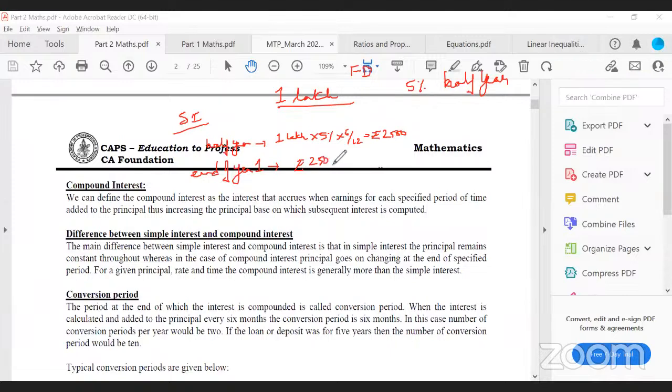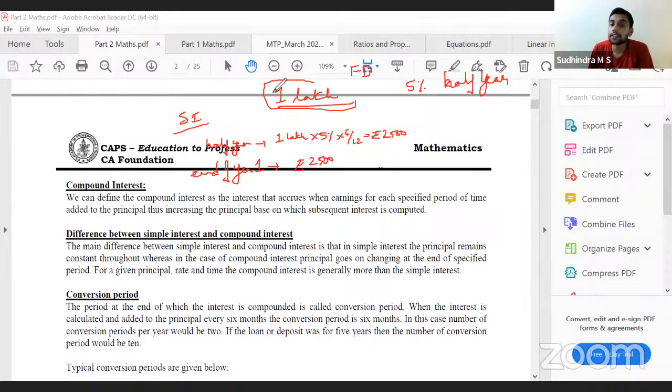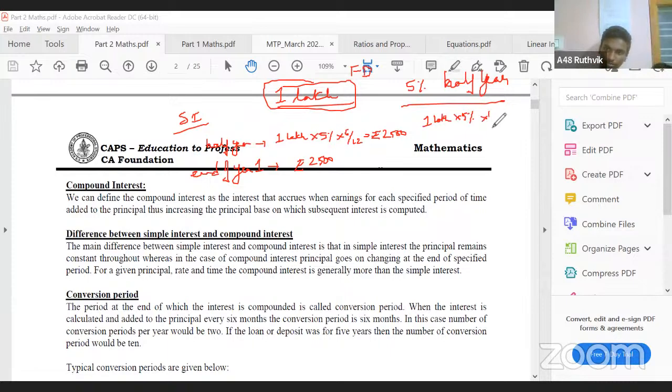2,500 only. Why? Because this is simple interest. They are calculating it on the principal balance only. Whereas if it is a compound interest calculation, then first half year, what is the interest? 2,500. First half year, no change, 2,500. Whereas second half year, it is not on 1 lakh, but it is on 2,562.5.